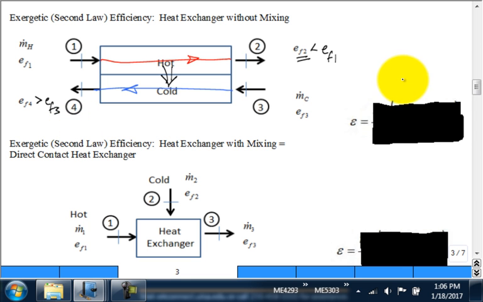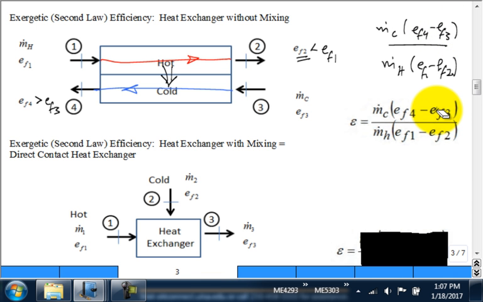So when you look at that ratio, it's out of the hot. That would be the mass flow rate of the hot fluid times EF1 minus EF2. And then what went in, I want it to go as much as possible into the cold fluid: M dot cold, EF4 minus EF3. There's our definition of the exergetic efficiency. Hopefully it makes sense to you. Hopefully you can talk through the equations.